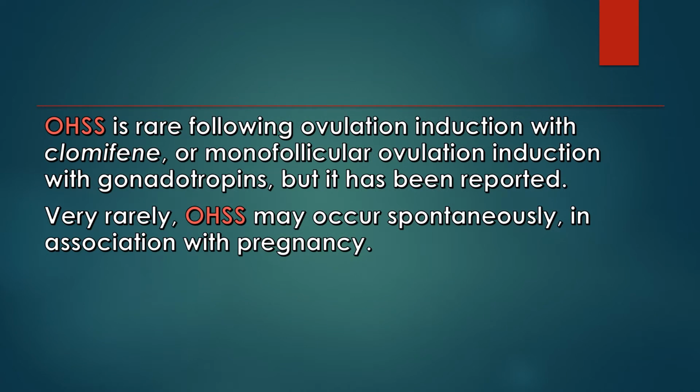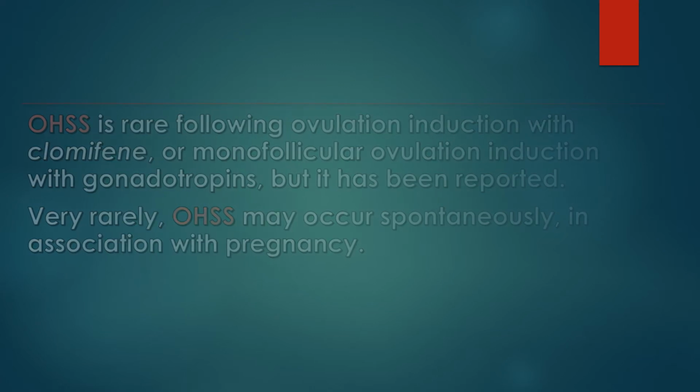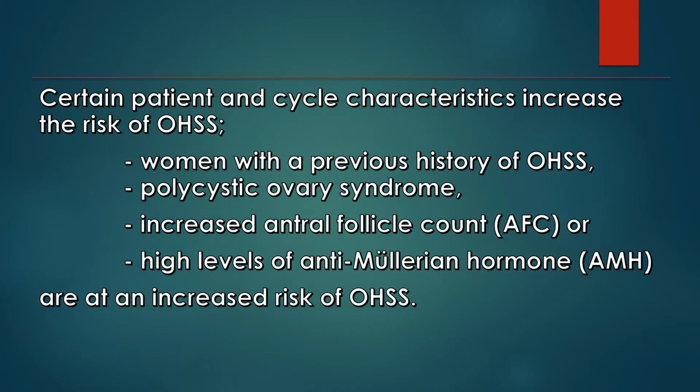Ovarian hyperstimulation syndrome is rare following ovulation induction with clomiphene or monofollicular ovulation induction with gonadotropins, but it has been reported. Very rarely, ovarian hyperstimulation syndrome may occur spontaneously in association with pregnancy. Certain patient and cycle characteristics increase the risk. Women with a previous history of OHSS, polycystic ovary syndrome, increased antral follicle count, or AFC, or high levels of anti-Mullerian hormone, or AMH, are at an increased risk.